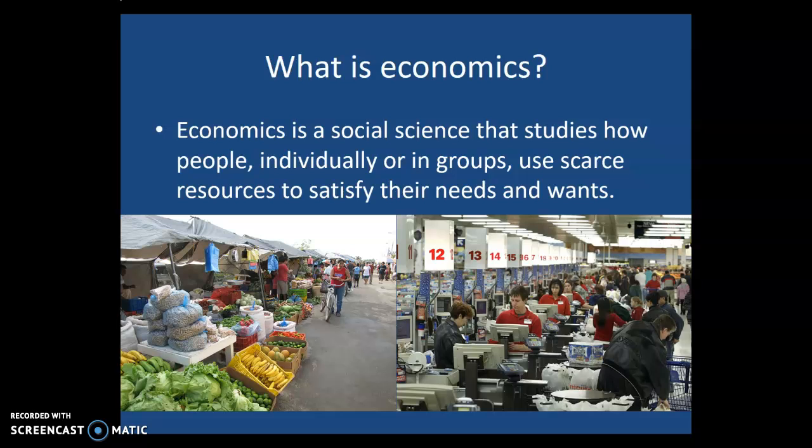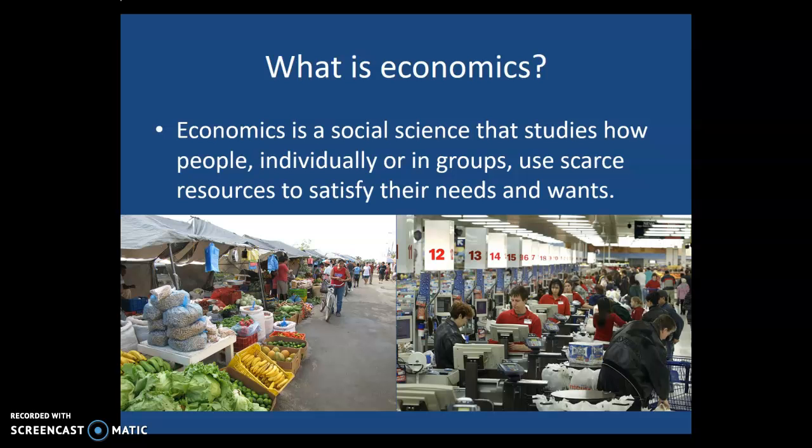And there are others: anthropology, there are multiple social sciences, economics is just one of them. Now, what does economics do? It studies how people, individually or in groups, use their scarce resources to satisfy needs or wants. Now, you want to write this down.